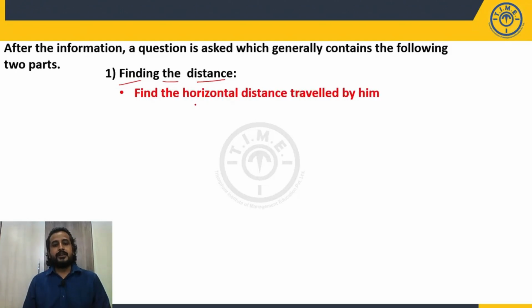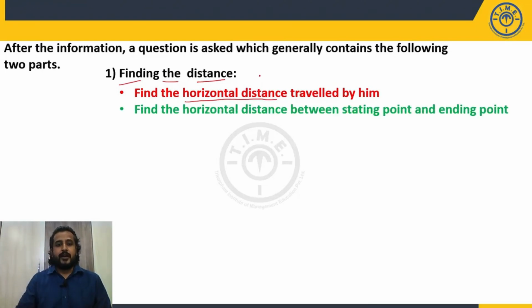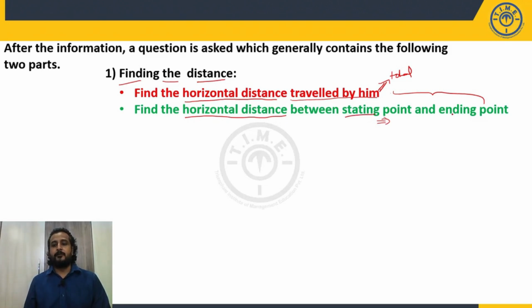Find the horizontal distance traveled by him. Second one is find the horizontal distance between starting point and ending point. In both the cases it is horizontal distance, but the meaning of the questions is different. In the first case we need to find the total horizontal distance traveled by him, and in the second case we need to find just the horizontal distance between the starting point and ending point. When we solve one example you will get the clear idea. Not to worry.